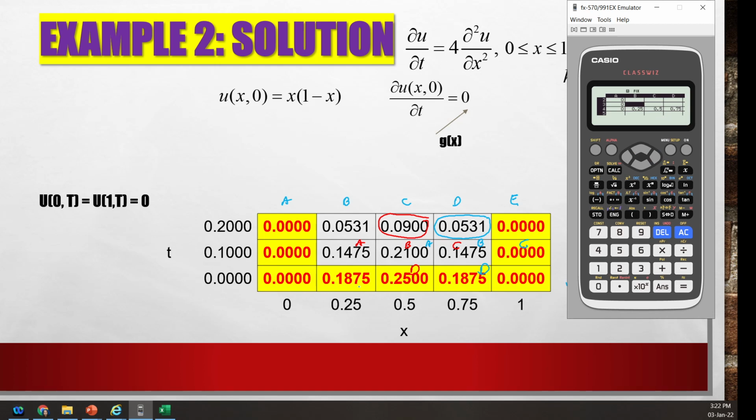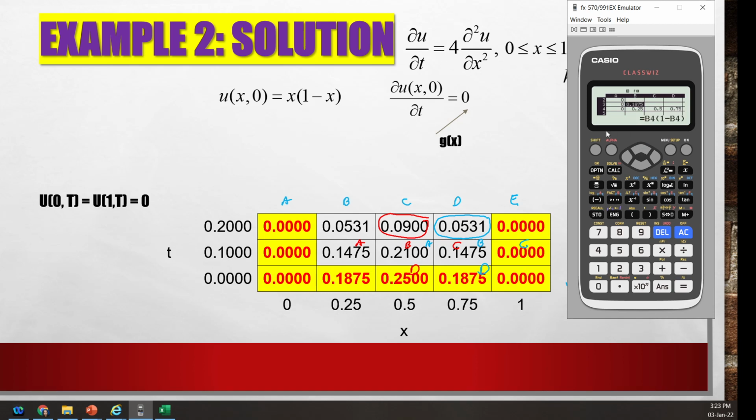I want to calculate 0.1875 using the initial condition x times 1 minus x. So alpha calc to get equal. Okay, x is stored, 0.25 is stored in B4. So you just put alpha B4 bracket 1 minus x. X is B4. Close it. So when you calculate this one, 0.1875, x times 1 minus x, x is actually 0.25. 0.25 is stored in B4. Okay, then you equal. So you get 0.1875.